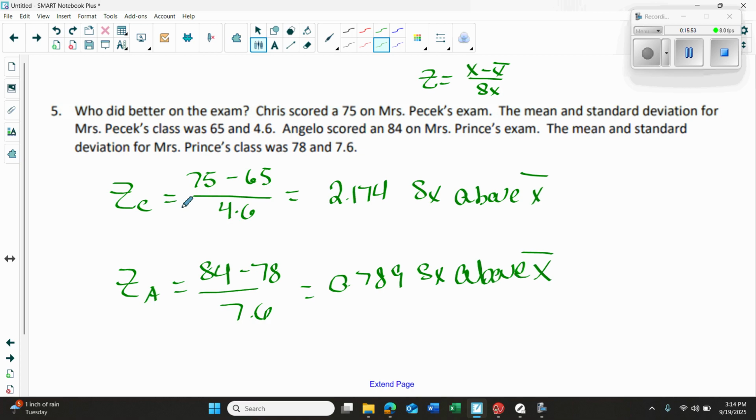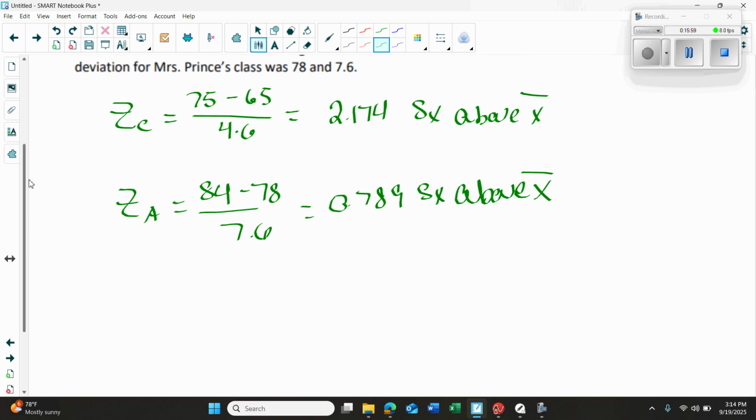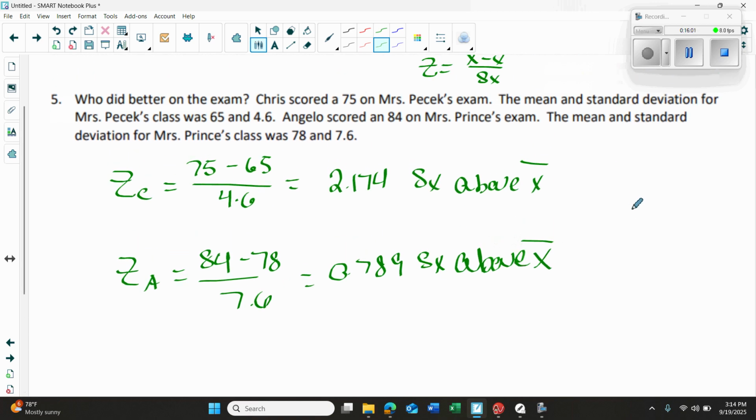Now, I know you're probably thinking, wait a minute, an 84 is better than a 75, so you would think Angela did better. But when we compare it to the rest of the class, on average, Chris did better. Chris did better because compared to the average, he had a higher score.